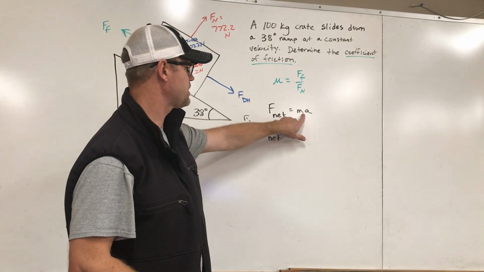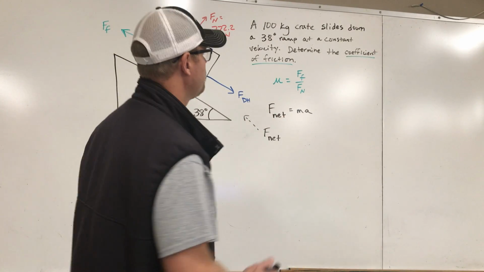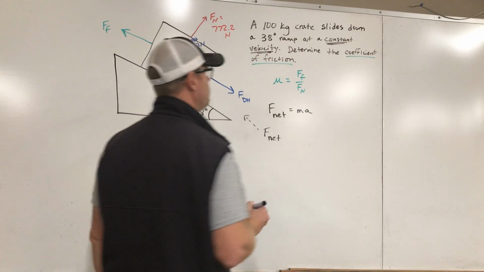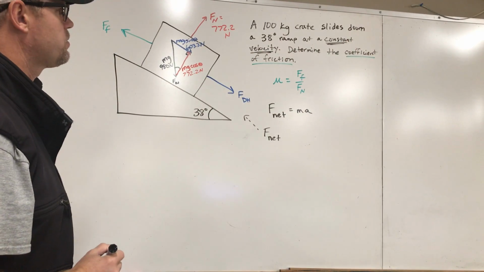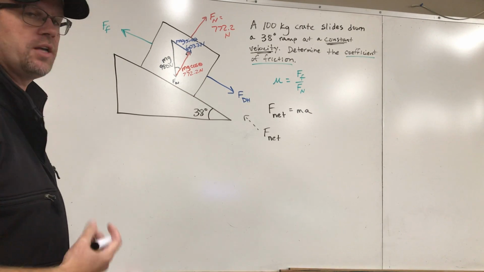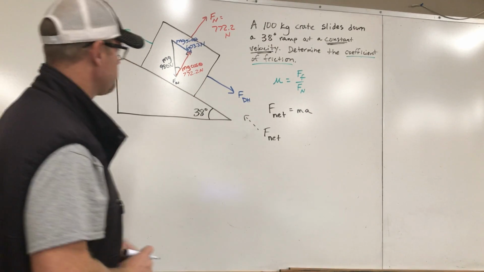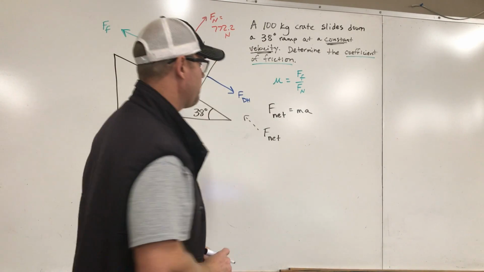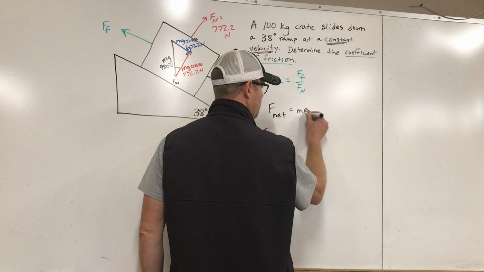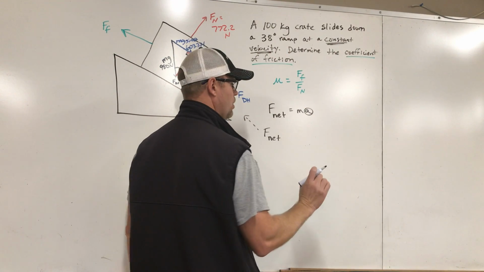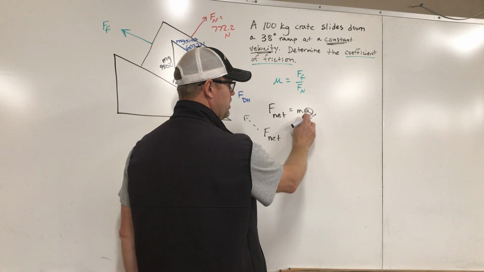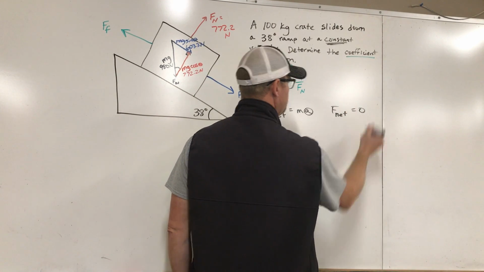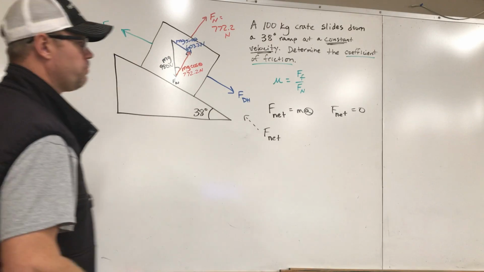So I'm going to start right here. Net force is equal to mass times acceleration. Do we know anything about that? We do. This is huge. These two words in the problem give us a big hint. This thing is sliding down a ramp at a constant velocity. So it's moving, yes, but it's not speeding up and it's not slowing down. Constant velocity means the acceleration is zero, then my net force is equal to zero. That's a big deal.